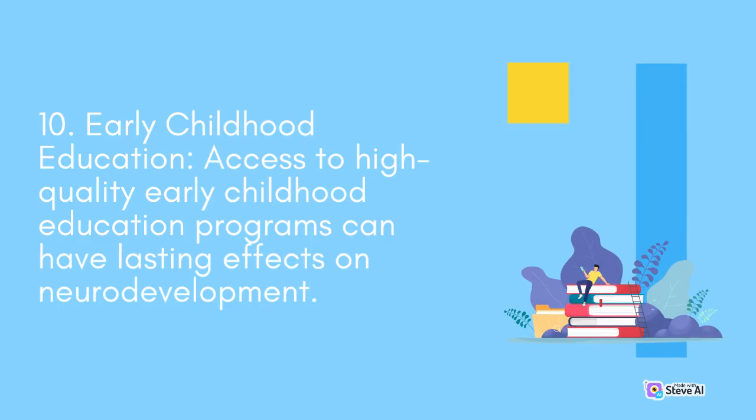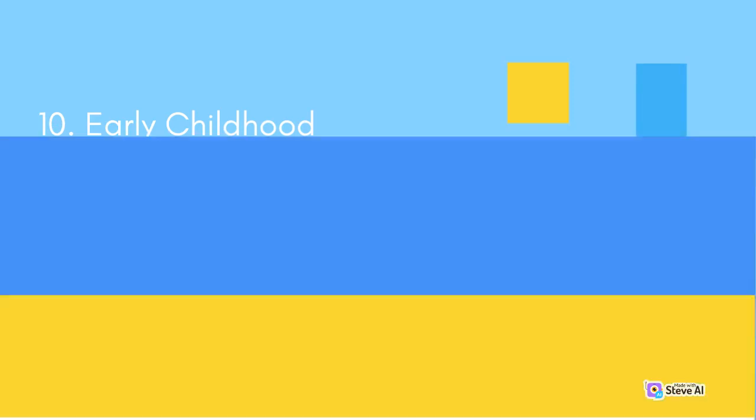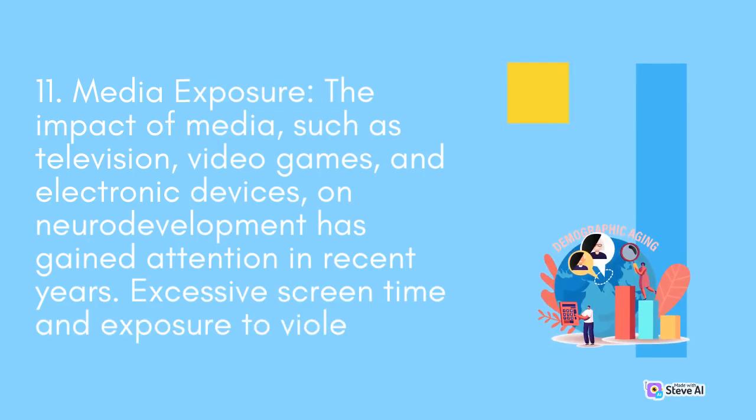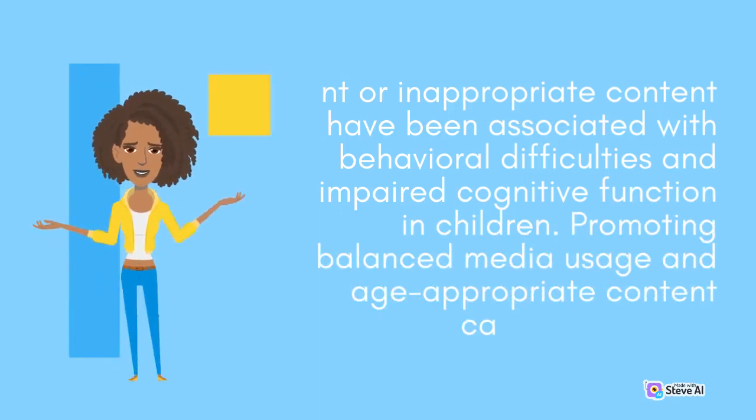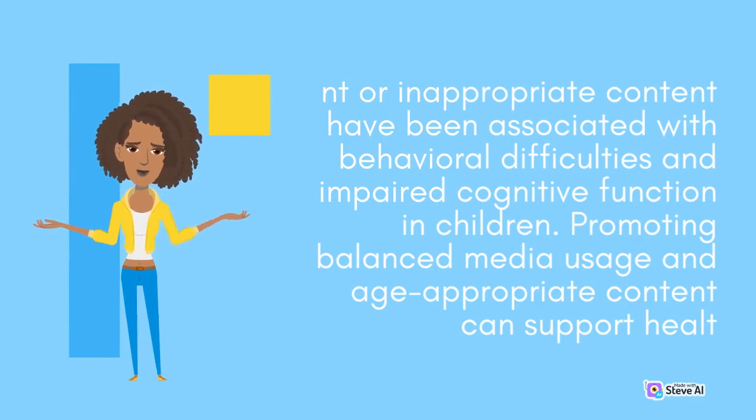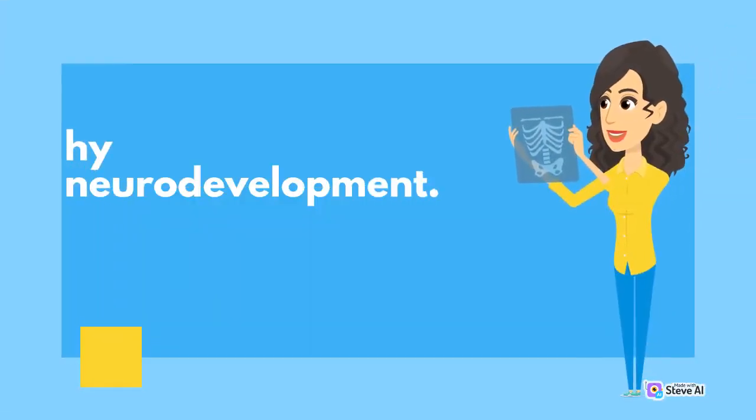10. Early childhood education. Access to high-quality early childhood education programs can have lasting effects on neurodevelopment. 11. Media exposure. The impact of media, such as television, video games, and electronic devices, on neurodevelopment has gained attention in recent years. Excessive screen time and exposure to violent or inappropriate content have been associated with behavioral difficulties and impaired cognitive function in children. Promoting balanced media usage and age-appropriate content can support healthy neurodevelopment.